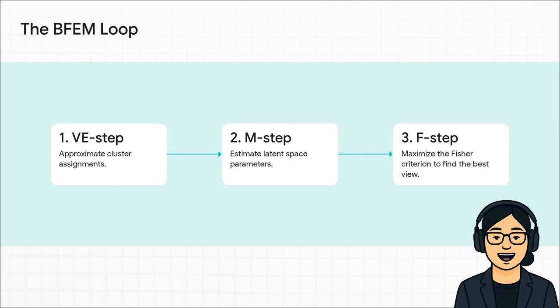First, in the V step, it makes a probabilistic guess, a soft guess, about which cluster each data point might belong to. Then, in the M step, it uses those guesses to refine its model, like calculating the center of each cluster. And finally, and this is the magic part, the F step uses that new model to find a new, better viewing angle that maximizes the separation. And then the whole process repeats.